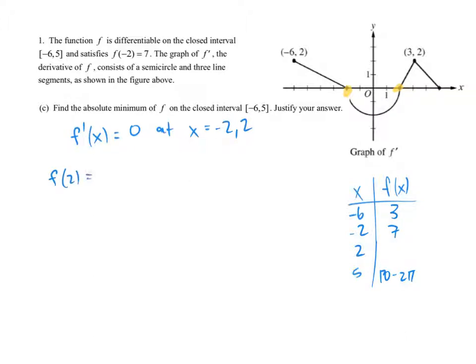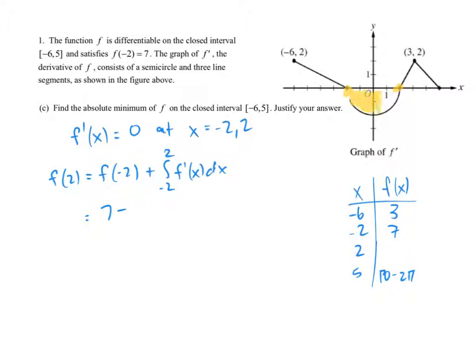So f of 2 is going to equal, I'm going to do this very similar to the way that I did f of negative 5 and f of negative 6 and f of 5 in part A. So this will be the integral of f prime of x. The given value is negative 2, and the one that we want now is 2. And so this is going to equal 7 minus the area under f prime from negative 2 to 2.